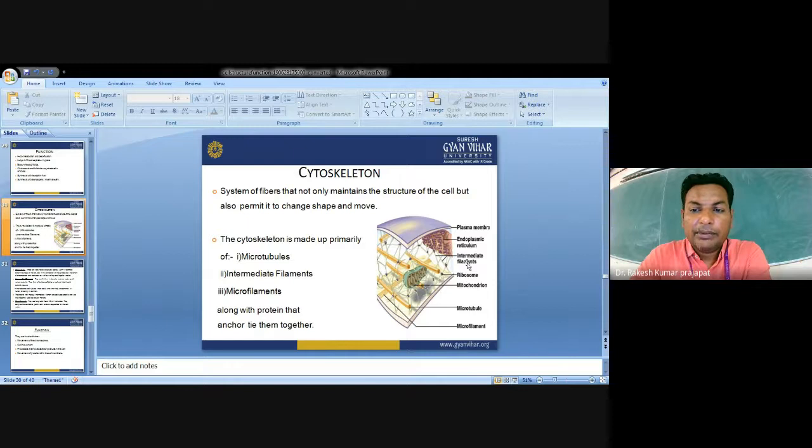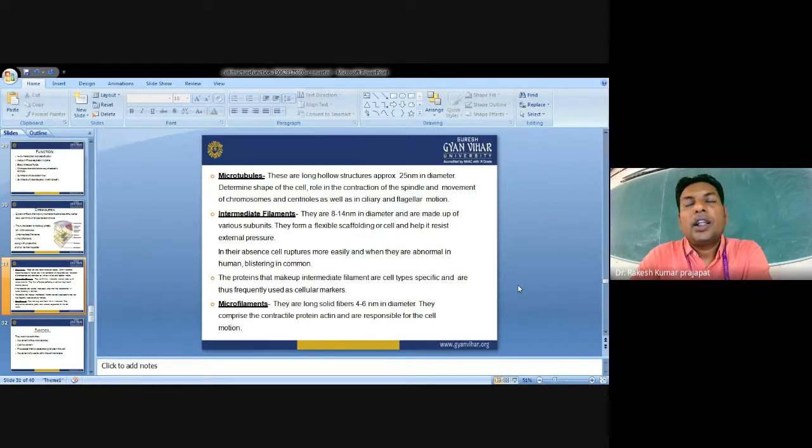You can see here intermediate filament, endoplasmic reticulum, ribosome, microfilaments, and microtubules. Microtubules are long, hollow structures, approximately 25 nanometers in diameter, which determine the shape of the cell. They have a role in contraction of the spindle and movement of chromosomes and centrioles, as well as in ciliary and flagellar motions.